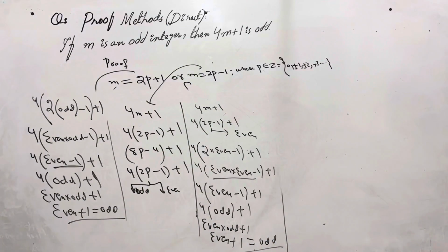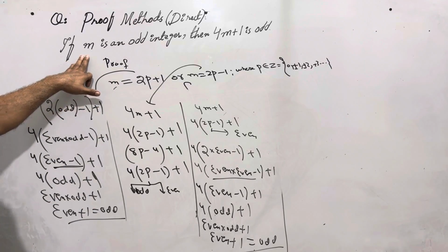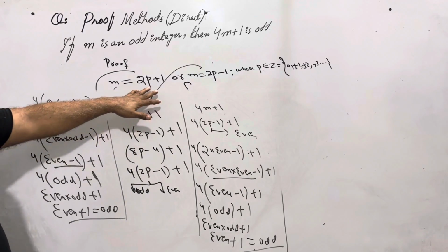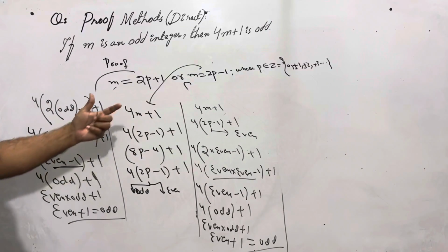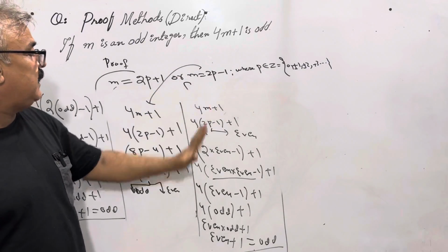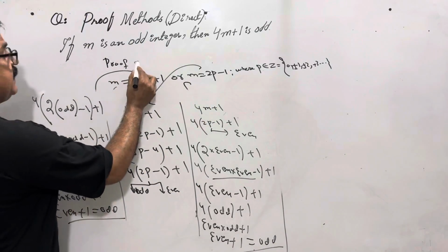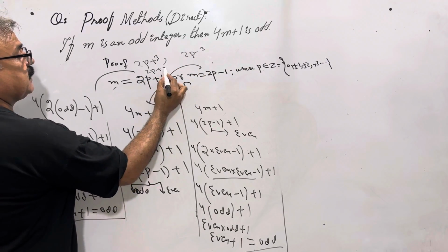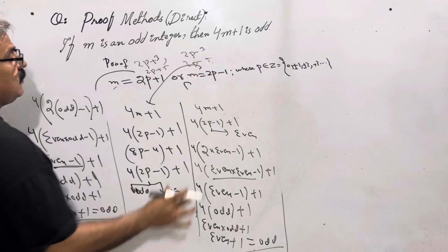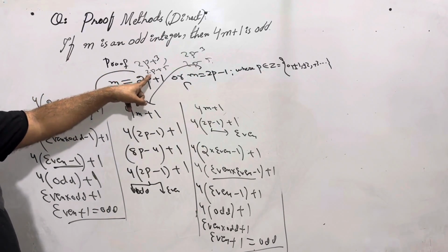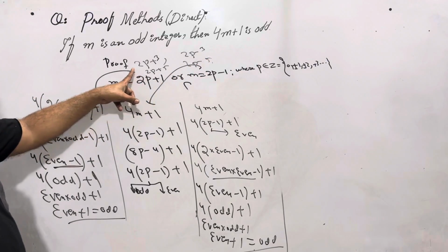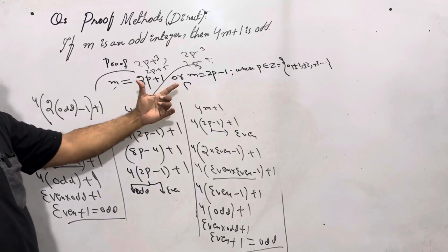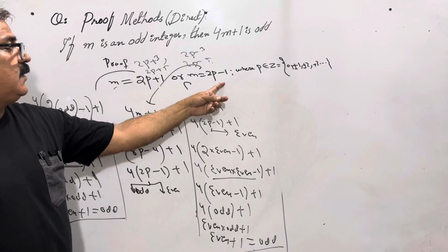So we have shown that if m is odd, then 4m plus 1 is also odd, by taking both possibilities of the general notation for an odd integer, 2p plus 1 and 2p minus 1. There are several possibilities. One can even take 2p plus 3 or 2p minus 3, 2p plus 5 or 2p minus 5. They all give us odd integers. They are all general formulae for an odd number. Thoroughly, these two are used: 2p plus 1 or 2p minus 1.